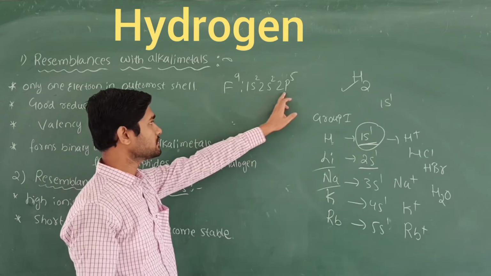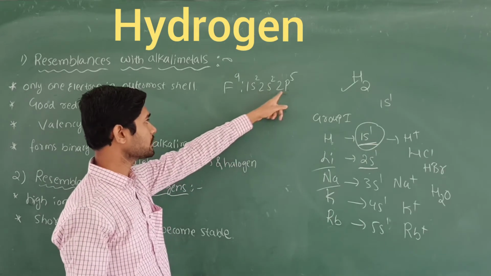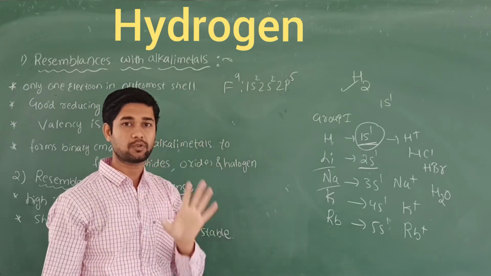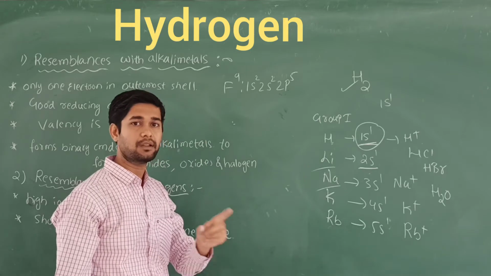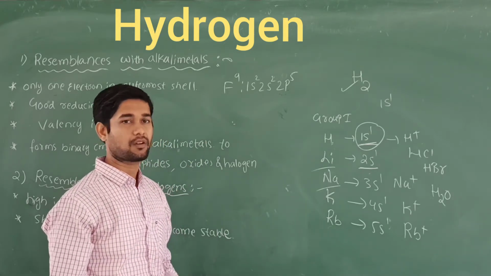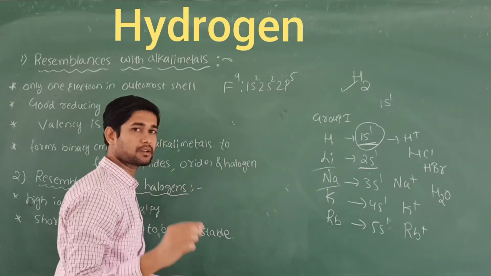So in order to complete the stable configuration of fluorine, how many electrons are required here? Because 9 electrons will be there: 2 plus 2 is 4, 4 plus 5 is 9 electrons in total. In order to get stable, it requires only one electron to attain the noble gas configuration. So that's why the requirement is only one electron.